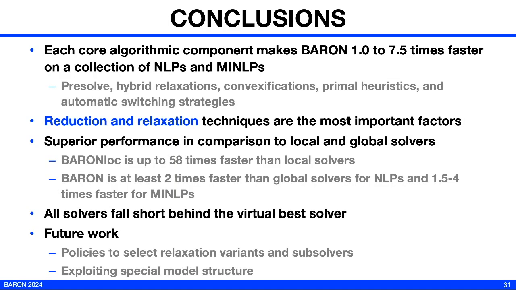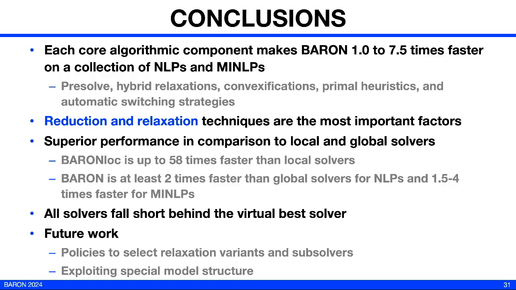Finally, our conclusions are presented here. The first point is that we presented new features in the recent versions of Barron, and each core component makes Barron about 1 to 7.5 times faster on the collection of NLP and MINLPs. And the reduction and relaxation techniques are the most important factors, and people need to be very careful on these two parts.